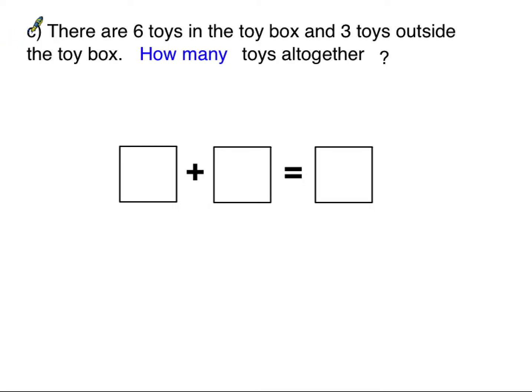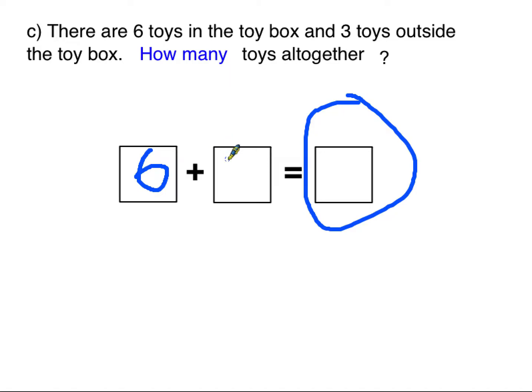There are 6 toys in the toy box, 3 toys outside the toy box. How many toys altogether? We don't know the total. We do know 6 and 3. Grab the 6, count 3 more. 6, 7, 8, 9.